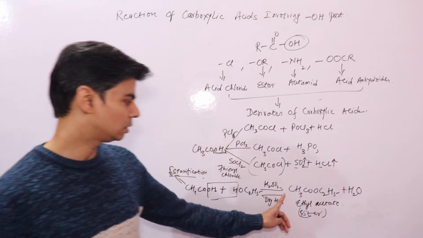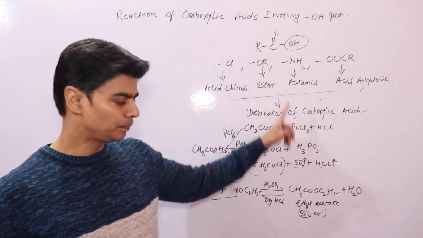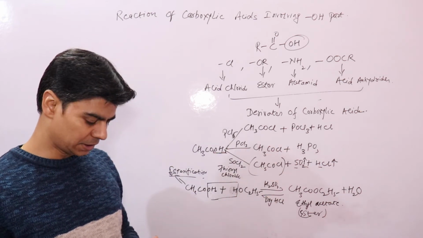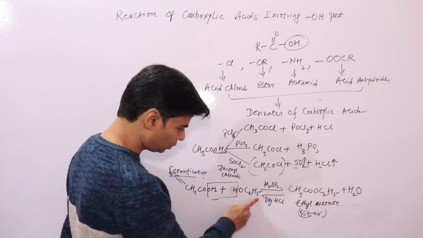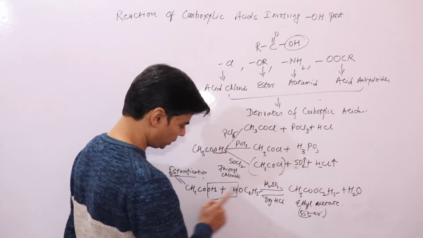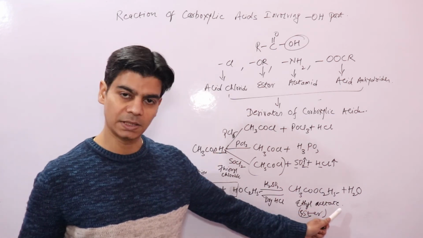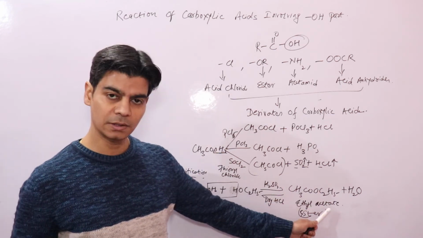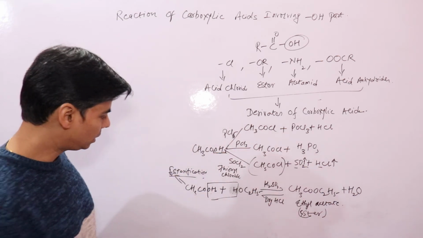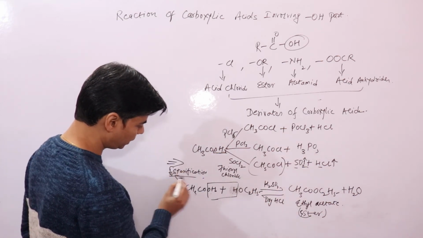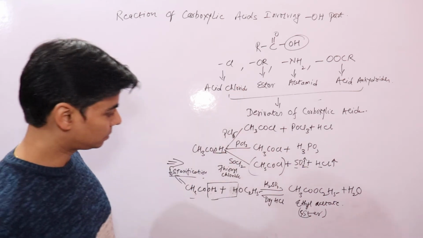And this ester is your derivative of carboxylic acid, which is made by replacing the OH group with an alkoxy group, OC2H5. You can see here OC2H5 is added to form this ester, which is ethyl acetate. The reaction where an ester is formed is known as esterification. In another video lecture, we will take up the mechanism of this reaction. So two reactions are done.